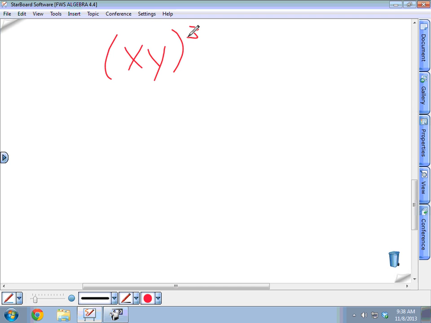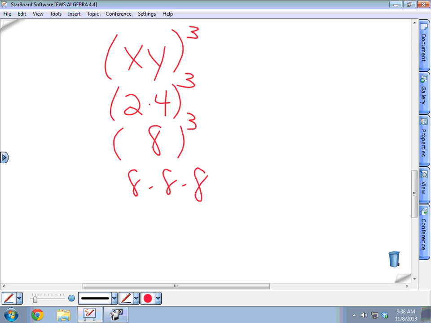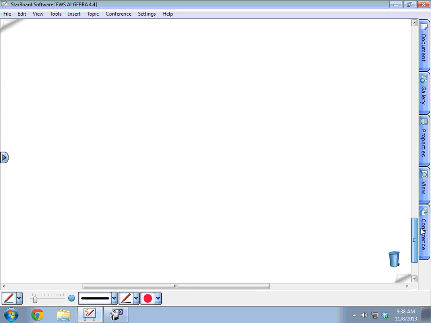It's xy cubed, and x and y is 2 and 4. So what do you have here? 2 times 4 cubed. What's 2 times 4? 8. 8 cubed. What's 8 times 8? 64. 64 times 8. I got 8 times 4 is 32, 6 times 8 is 48, and 3 is 51. 512. Yeah. Who said 512? You did. Good.